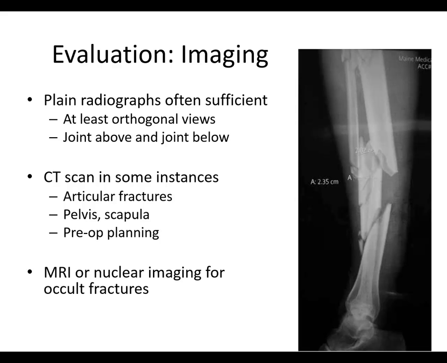And sometimes you actually need an MRI or nuclear imaging like a bone scan, in order to find an occult fracture. So something you don't even see on x-ray, but you're really convinced that there's a fracture, maybe because they have point tenderness right on that spot.